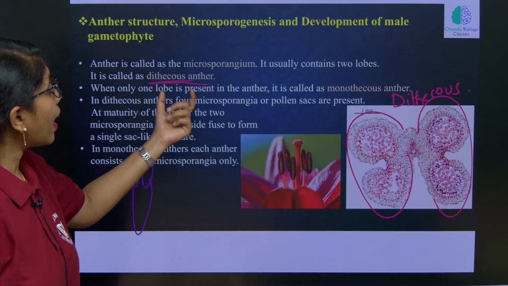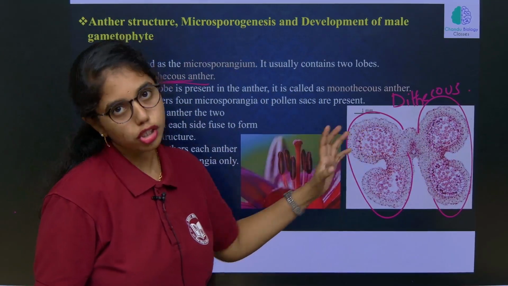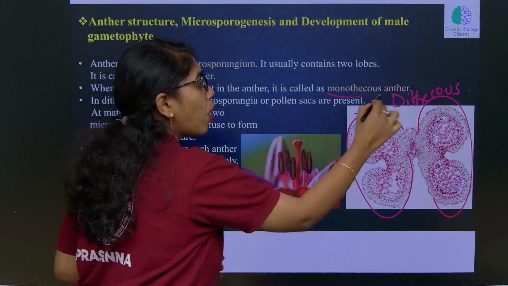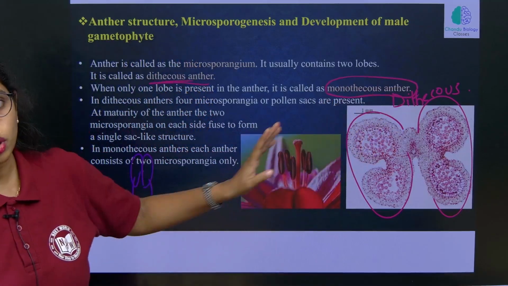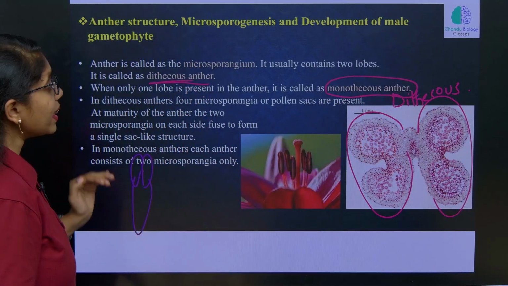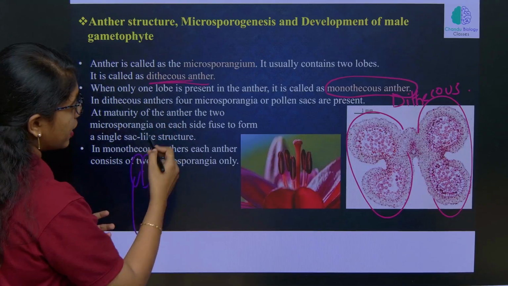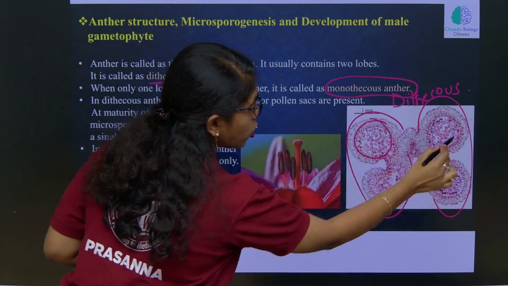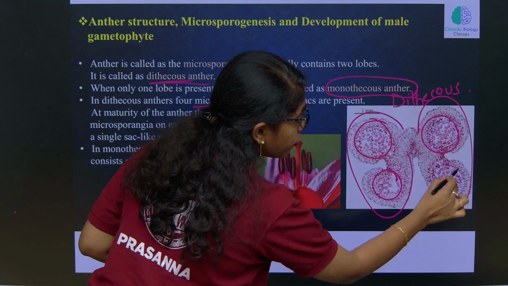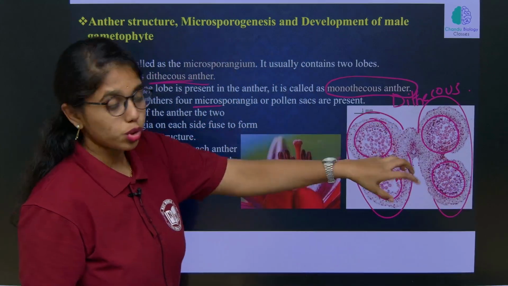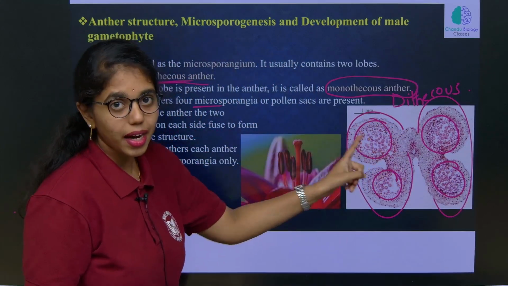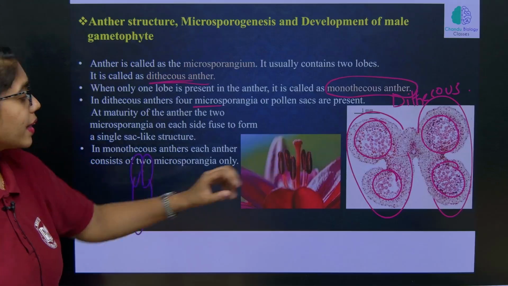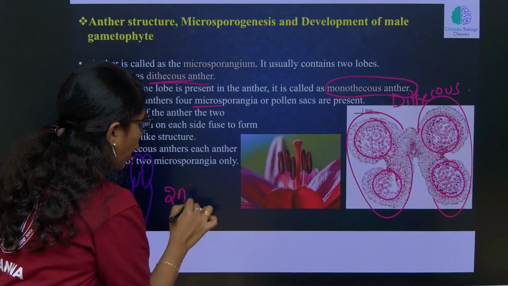When only one lobe is present in the anther, it is called monothecous. Only in a few angiosperms can you see a monothecous anther. In a dithecous anther you can see 4 microsporangia. You can see clearly 4 sporogenous tissues where microsporangia are present.